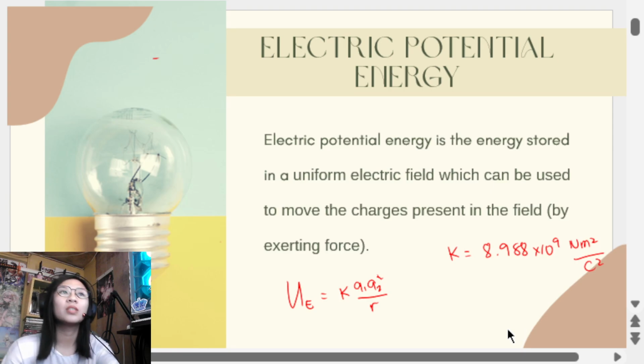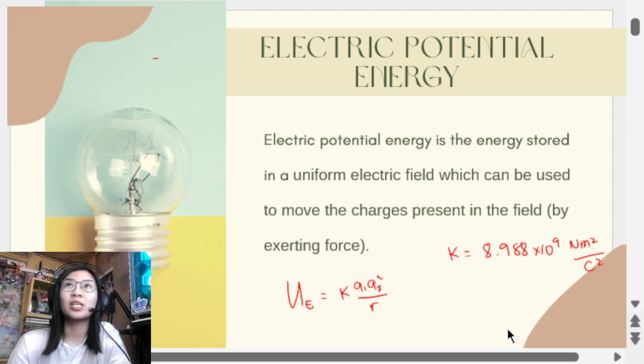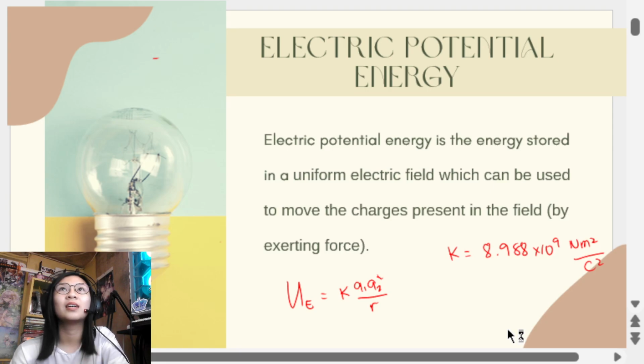Then we have our charges. Unlike Coulomb's law, you do not need to take the absolute value of the two charges. They are used as they are. Whether they are positive or negative, it will matter. Then that is over r.